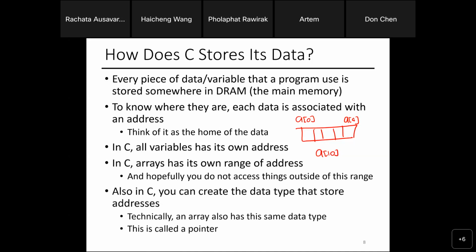Also in C, you can create a data type that does not store a value, but stores an address. So I can create a data type that stores an address. We call this a pointer. And as the name suggests, it doesn't store a value, it just points to somewhere. It points to a location.